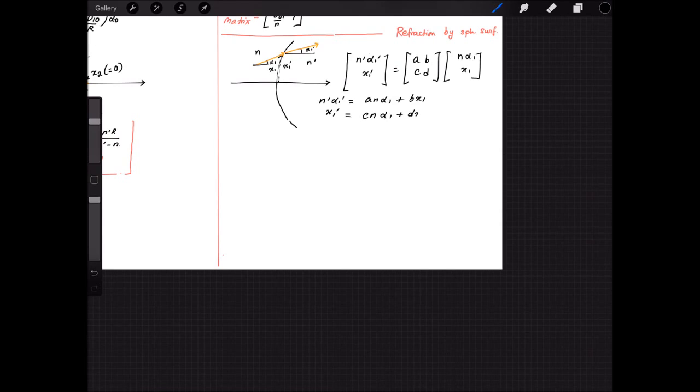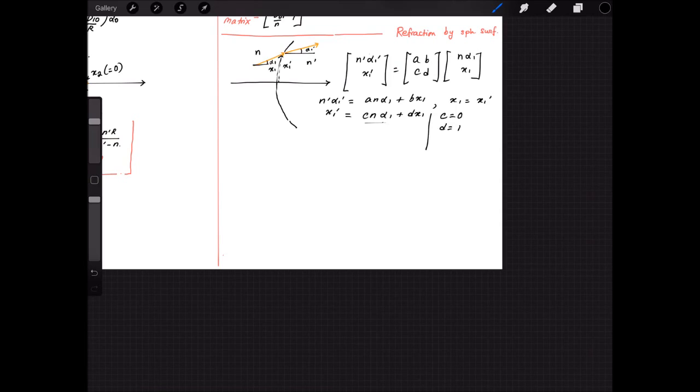Additionally, we know that x1 equals x1 prime. So from these three, just by looking at the second equation, if x1 equals x1 prime, C has to be 0. So this term cannot exist. So just directly write C equals 0, D equals 1.